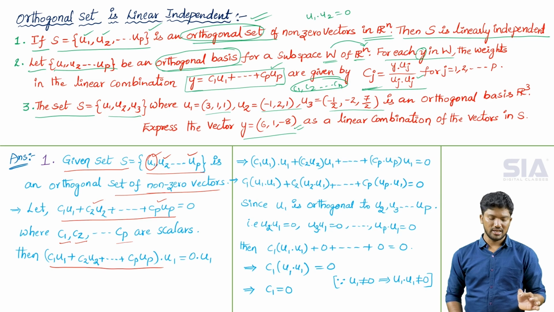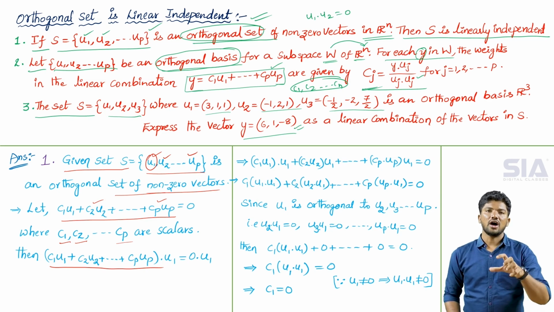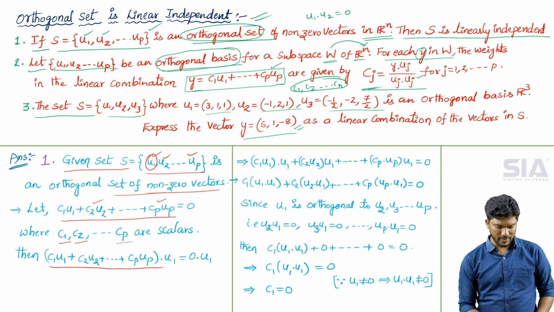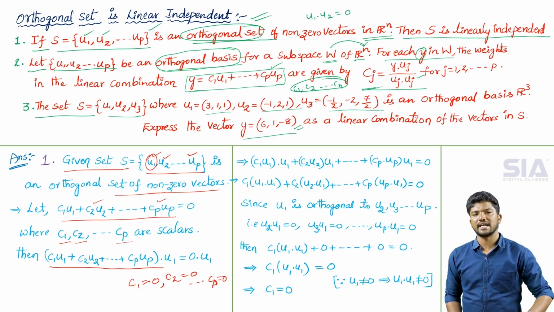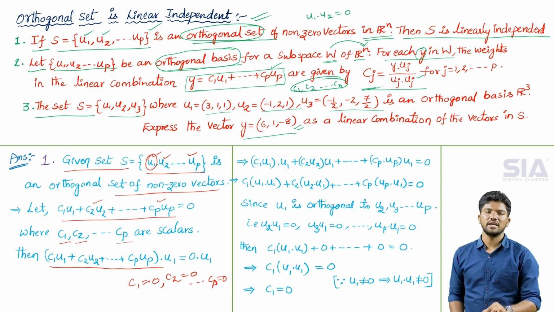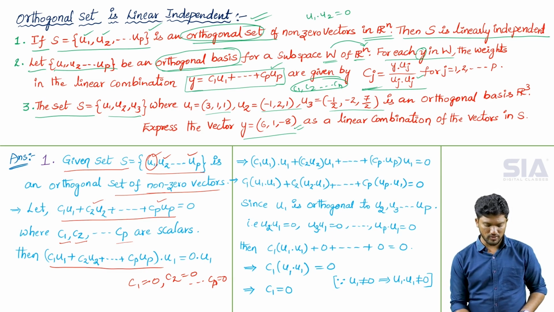Why? Because to show that this entire set is linearly independent, we have to prove that each and every vector has all zero scalars. Here our concept is, we have to show at the end of this problem C1 is equal to 0, C2 is equal to 0 up to so on C suffix p equal to 0. Then only we can say that set is linearly independent. If at least one scalar from C1, C2, up to C suffix p is not equal to 0, then the given set is linearly dependent. If all scalars are equal to 0, then the given set is said to be linearly independent.